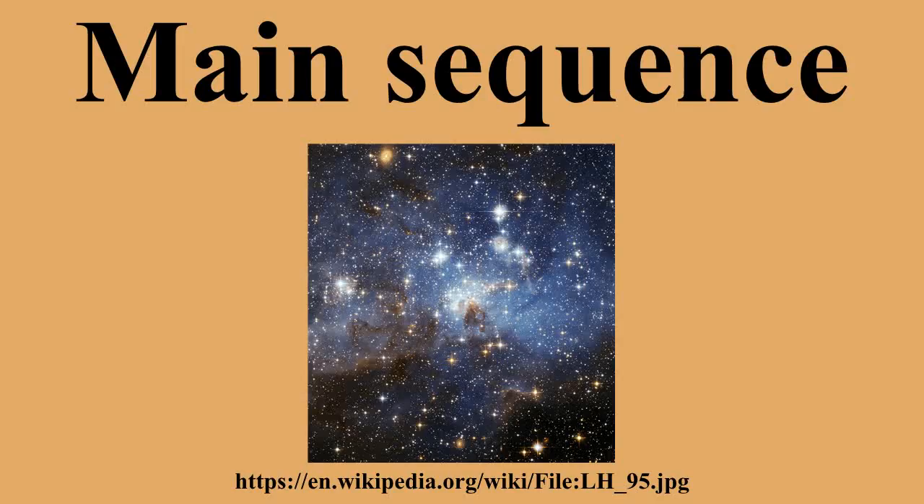The energy is carried by either radiation or convection, with the latter occurring in regions with steeper temperature gradients, higher opacity, or both. The main sequence is sometimes divided into upper and lower parts, based on the dominant process that a star uses to generate energy.